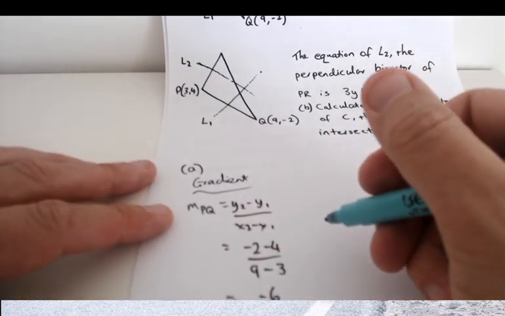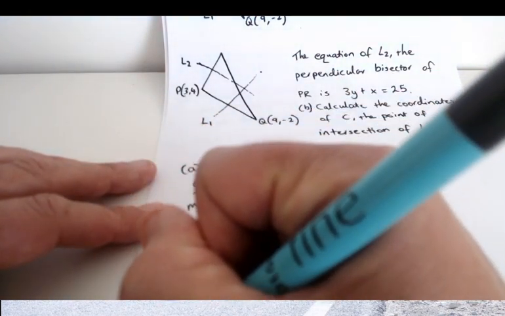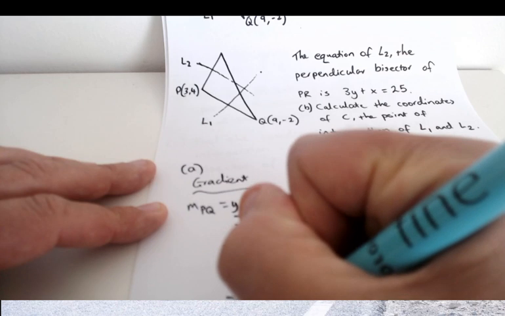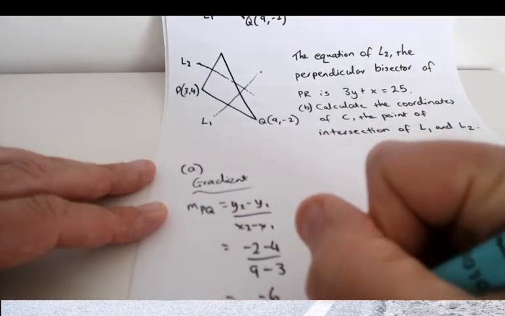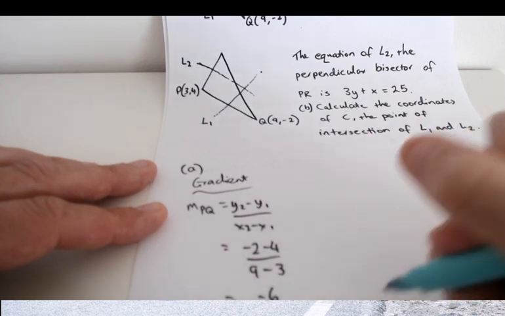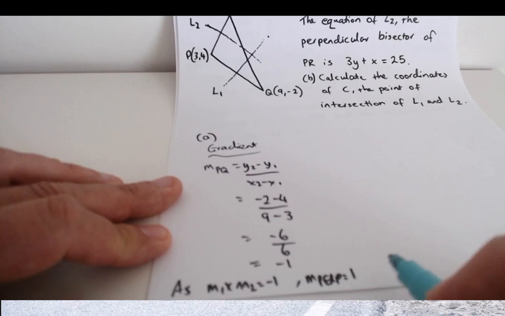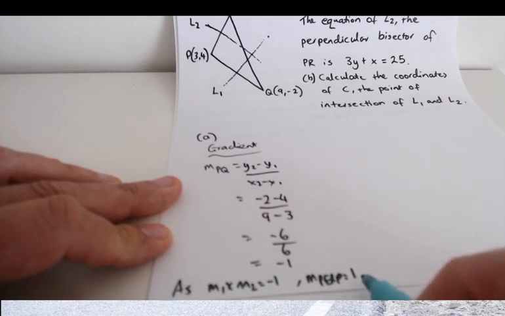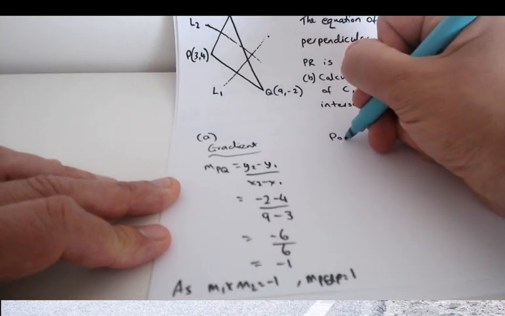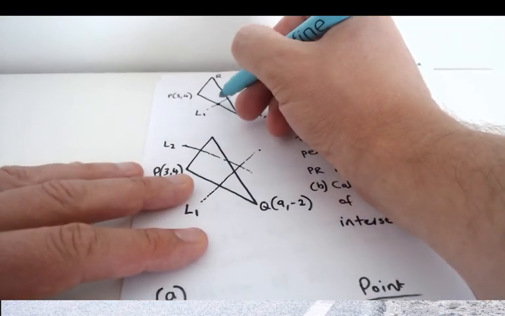But I don't want the gradient of that line, I want the gradient of the perpendicular line. So I need my negative reciprocal. Turn it upside down, change the sign, minus 1 will change to positive 1. So the gradient that I'm using is positive 1. Right, the point. It is this point here, it is the midpoint of PQ.